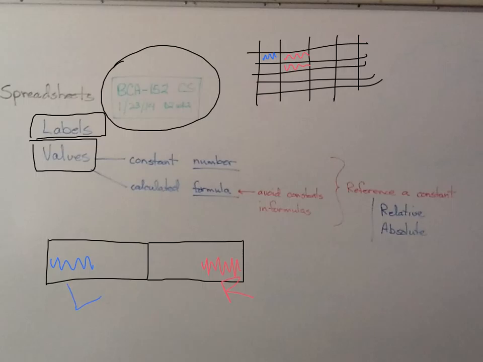Alright, so then I mentioned two really important things. Values can be a constant, like we typed in a specific number, like this one, maybe this value is 14, or the values can be calculated from a formula. Alright, so a number or calculated from a formula.